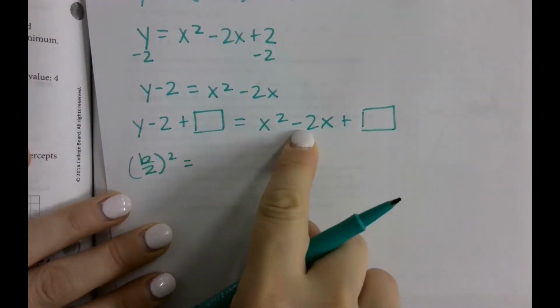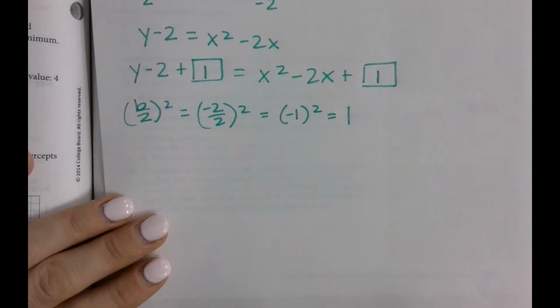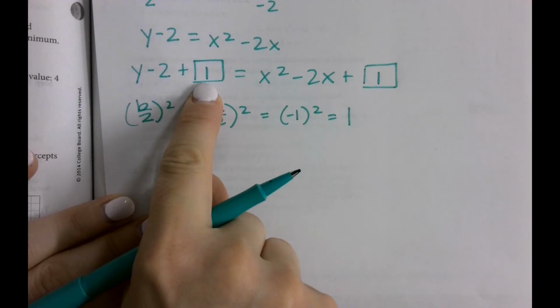Same thing, b divided by 2: b is negative 2. Negative 2 divided by 2 is negative 1. Negative 1 squared is positive 1. We have our perfect square trinomial, x squared minus 2x plus 1. And I know my factored form goes over here to what I got from b divided by 2. Plus 1, y minus 1, equals x minus 1 squared.